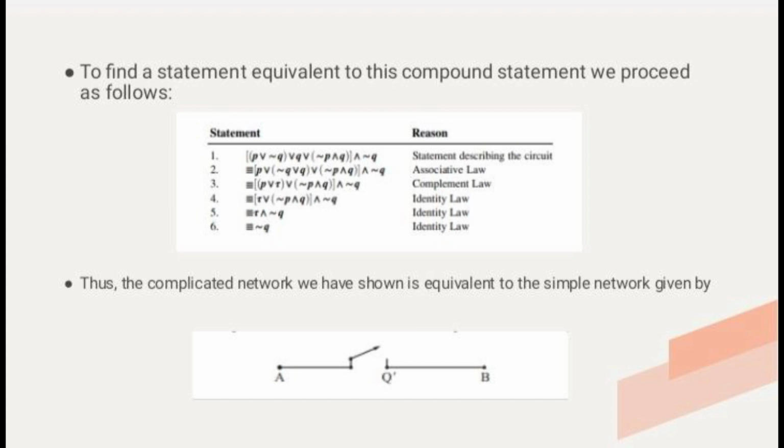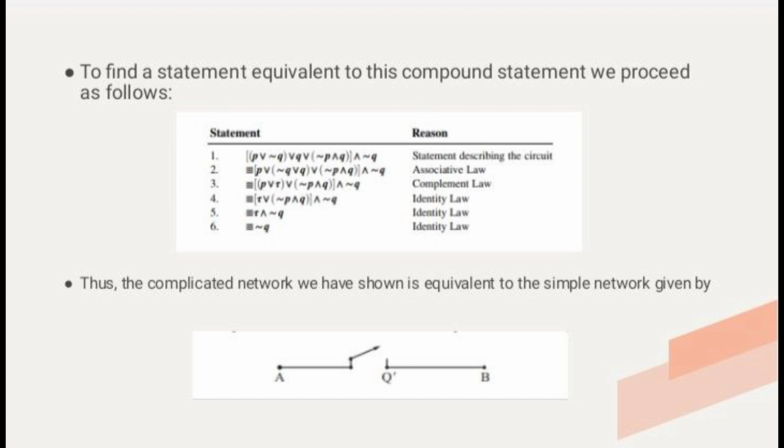For our first statement, we have the statement (P or not Q) or (Q or not P) or (Q and not Q), which is the statement that describes the circuit. Second statement shows that the statement that describes the circuit is equivalent to (P or not Q) or (Q or not P) and not Q, according to the associative law. Third statement tells that the statement derived based on the associative law is equivalent to P or T or (not P and not Q), according to the complement law. Fourth statement shows that the statement derived based on the complement law is equivalent to T or (not P and not Q), according to the identity law.